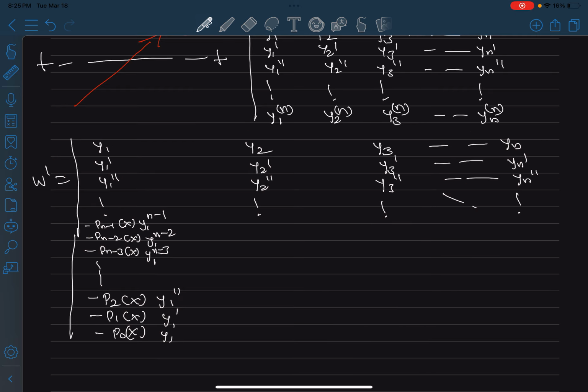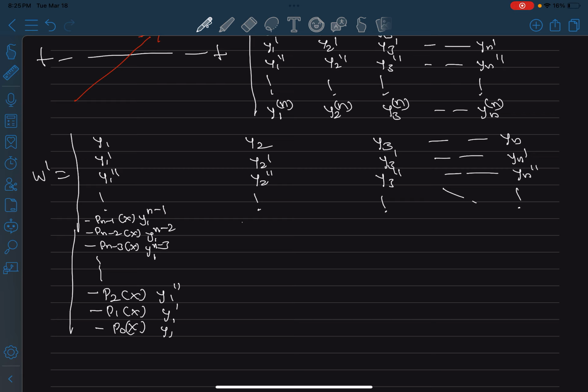Over here also we will have y to the power n, I mean nth prime. So this will be negative p n minus 1 of x y2 n minus 1th prime. This is a derivative, not just some power. Minus p n minus 2 of x y2 to the n minus 2th prime, and so on, up to negative p1 of x y2 first prime, negative p0 of x y2. And that's the same thing over here. You get the idea, right?